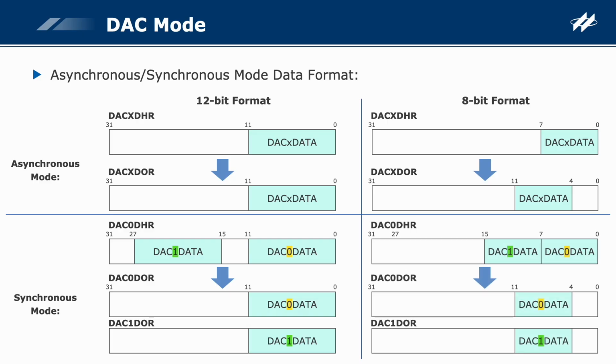The combination of synchronous mode and 8-bit data format. The 2-channel data is combined into 16-bit data and written into the DAC 0 DHR register. The higher 8-bit is channel 0 data, and the lower 8-bit is channel 1 data. The data of each channel will be shifted left by 4 bits and then transferred into the corresponding DAC 0 DOR or DAC 1 DOR registers.